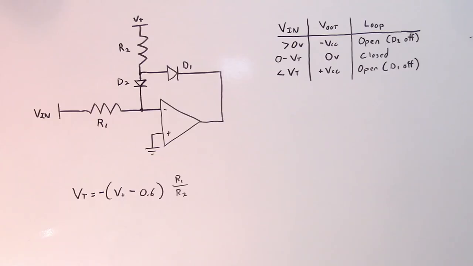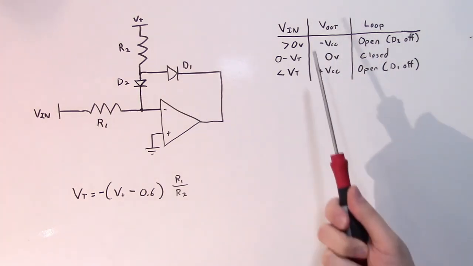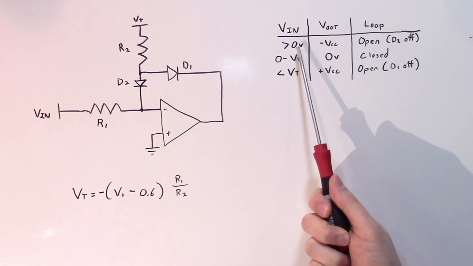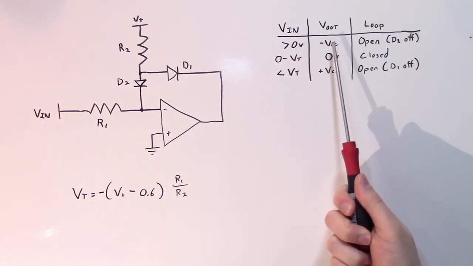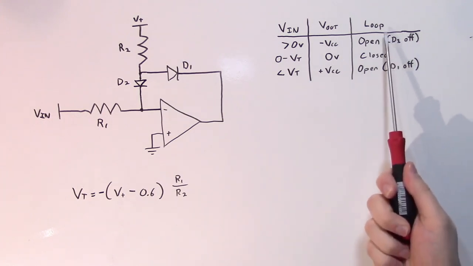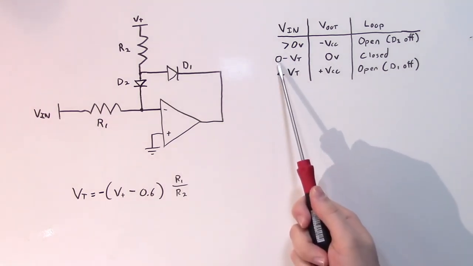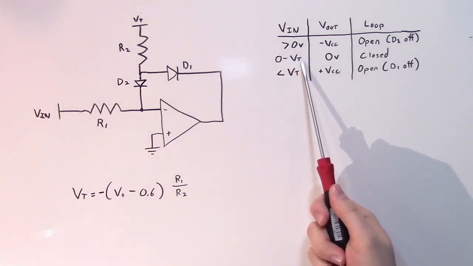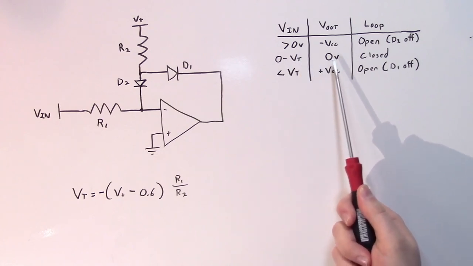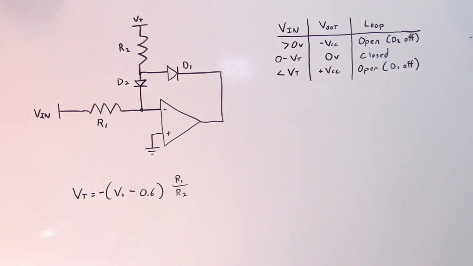So we can construct a little truth table here for this circuit. For any input voltages above 0 volts, the output of the op-amp is going to drive to its negative rail because the loop is open since D2 is reverse biased and off. Between 0 volts and our negative trip voltage, the output is going to be 0 volts because both D1 and D2 are forward biased and the loop is closed.